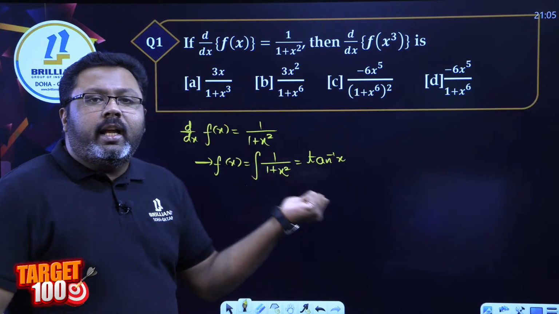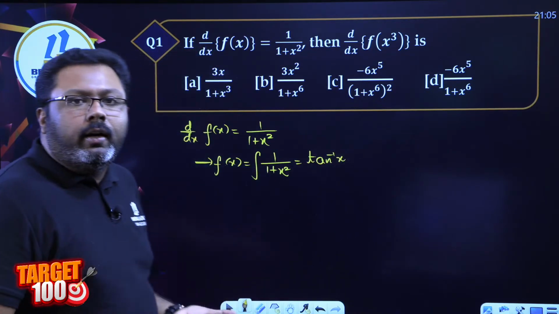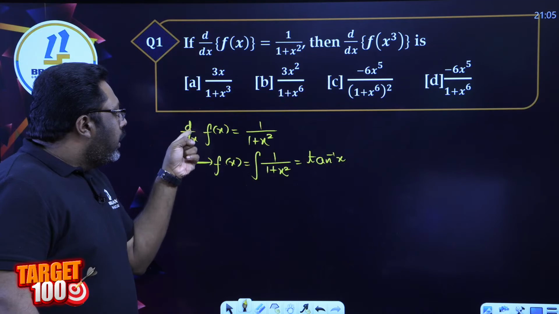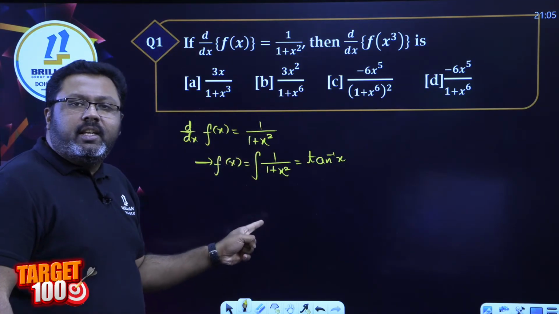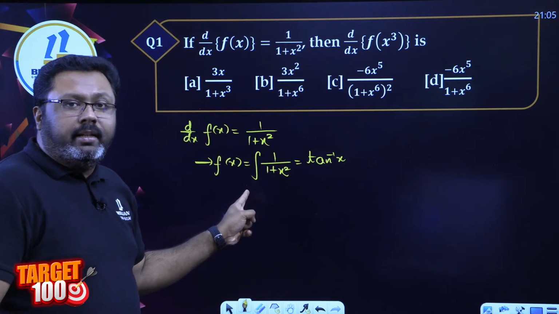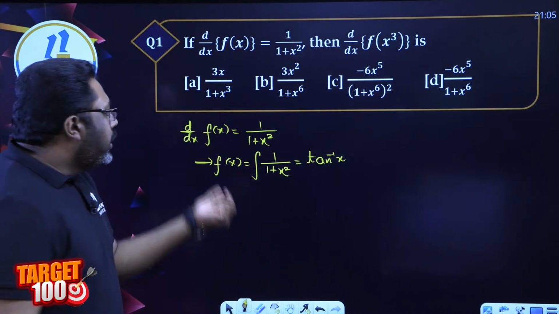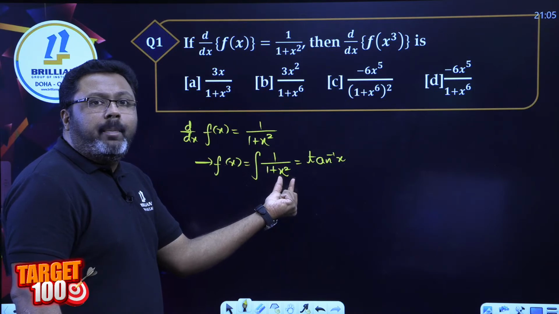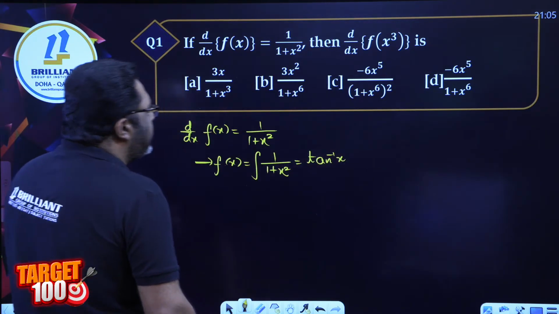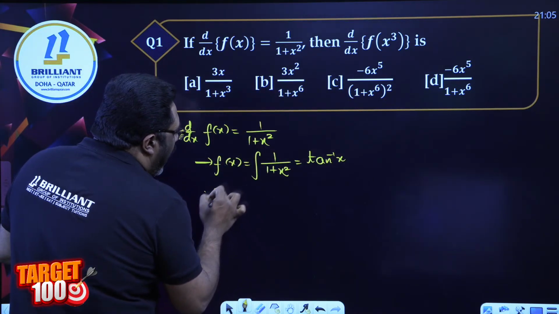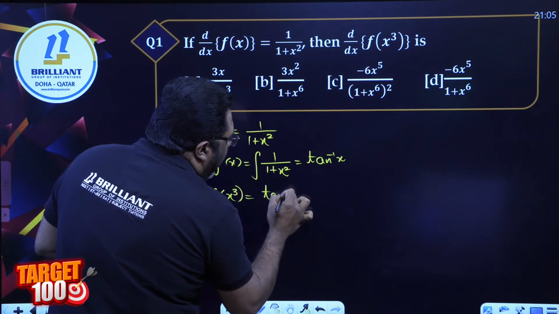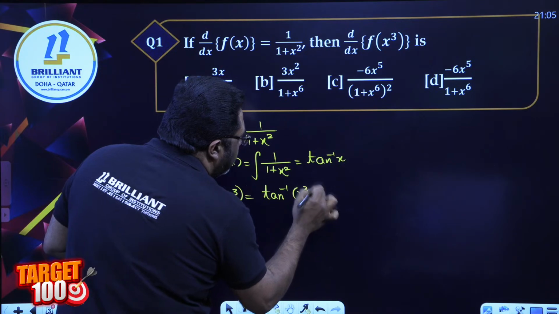A question related to this idea, which is called antiderivative. The inverse of derivative is integral, so integral is called antiderivative. So what is f of x? The integral of 1 by 1 plus x squared, which is tan inverse x. Therefore, what is f of x cube? It is tan inverse x cube.